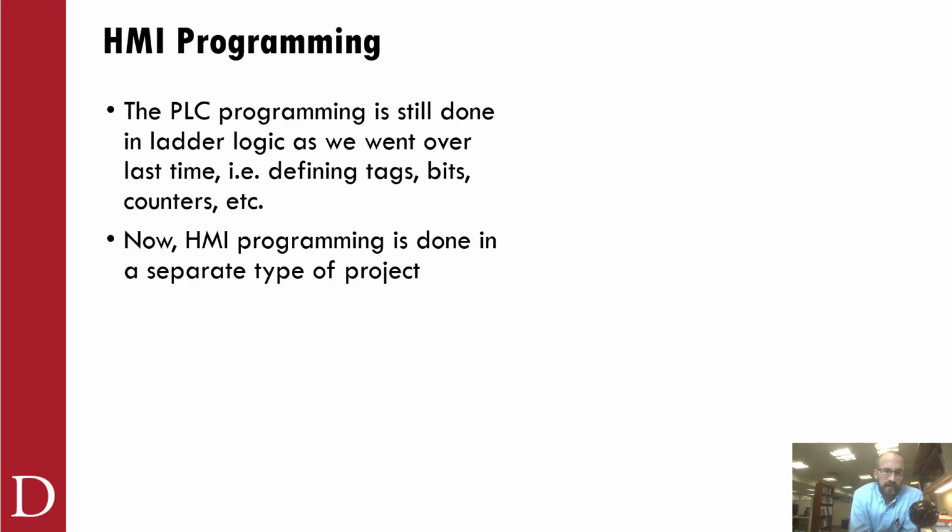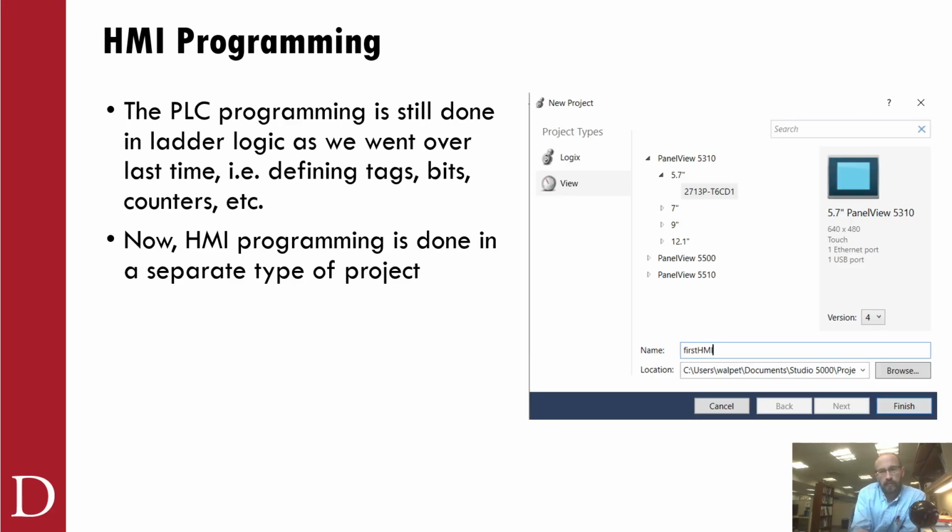Now the HMI array and display, etc., is all done in a separate type of project. For our PLCs, that's in the same program. It's still in Studio 5000, only I think it's called a view project instead of a programming project. We'll be doing this PanelView 5310. You can do other different ones, right? There's different sizes of these, there's different models inside of here.